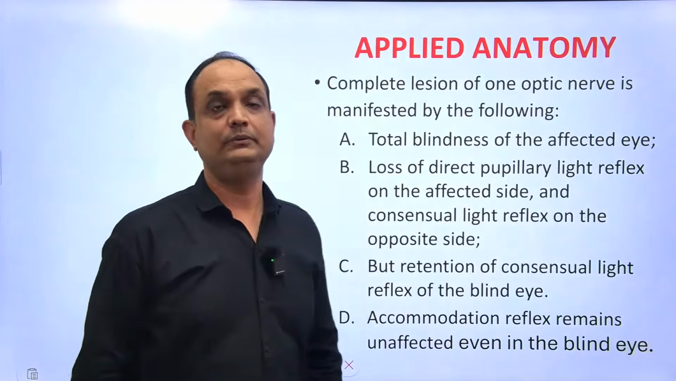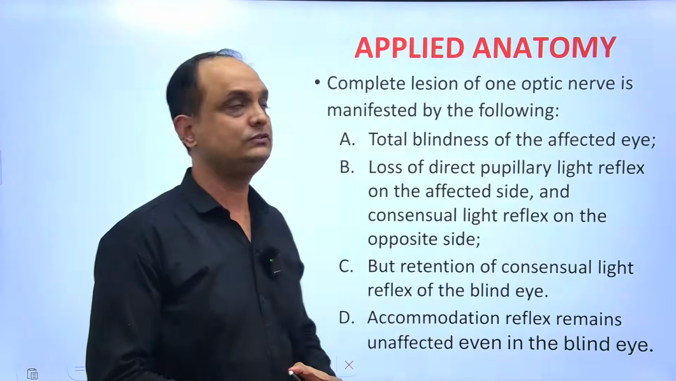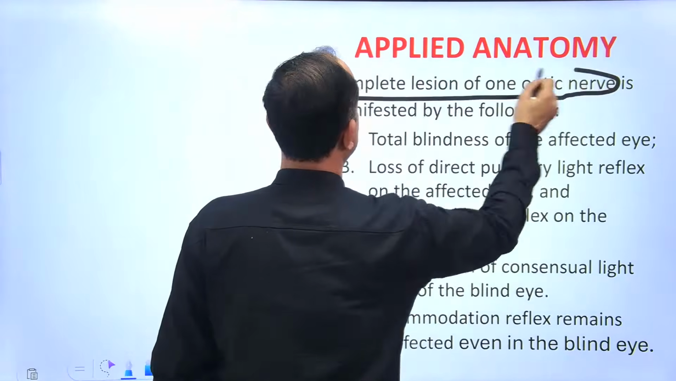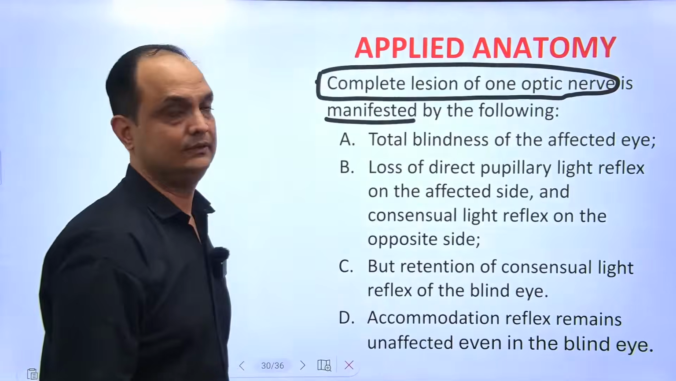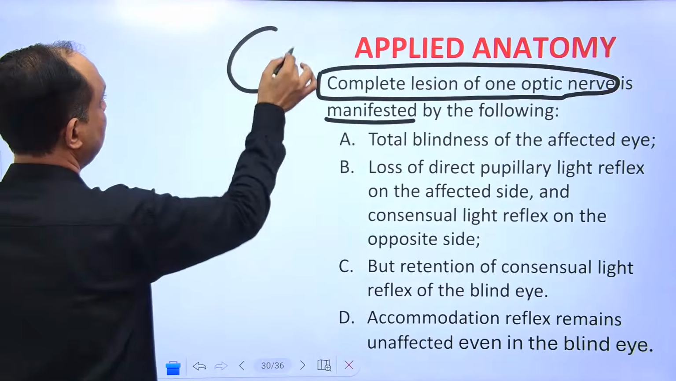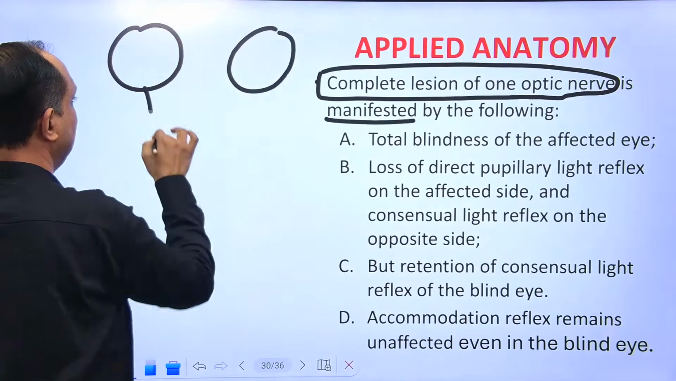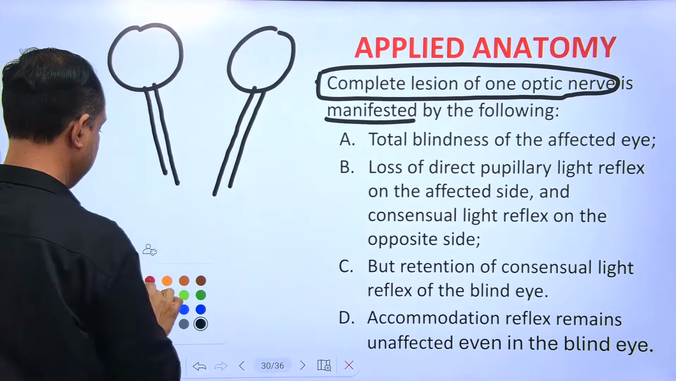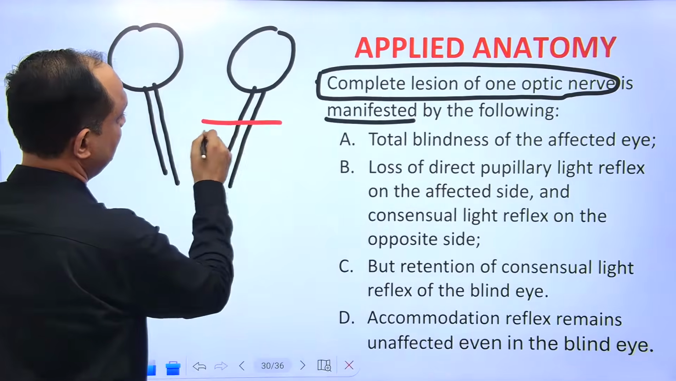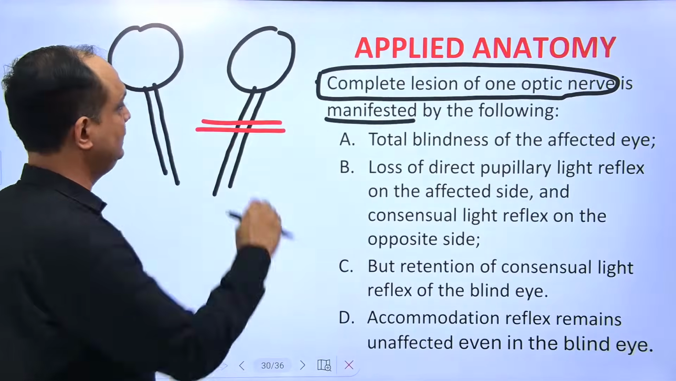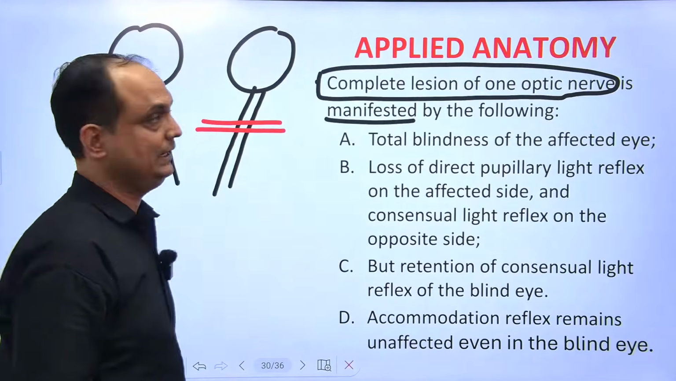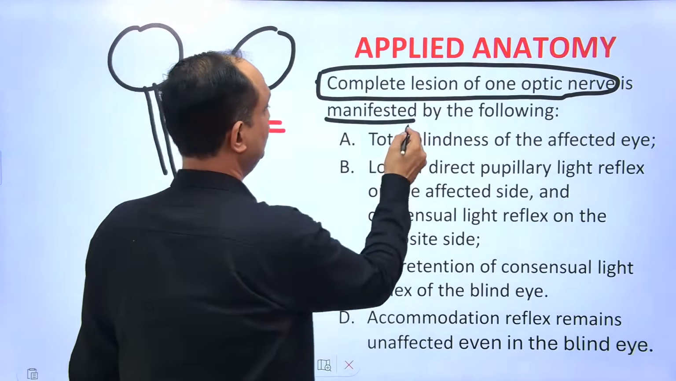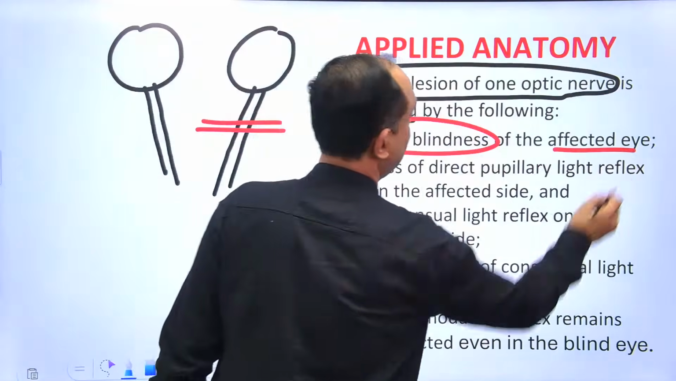Now we'll talk about some important applied anatomy. The first question is: if there is a complete lesion of one optic nerve, then what are the manifestations? This is one eye, this is another eye, this is one optic nerve, this is another optic nerve. If we cut one optic nerve completely, what are the effects? Obviously, this person is not able to see with this eye. So there is total blindness in the affected eye.